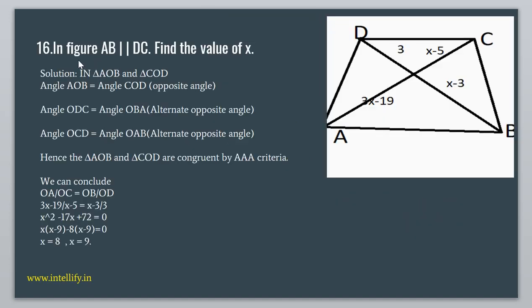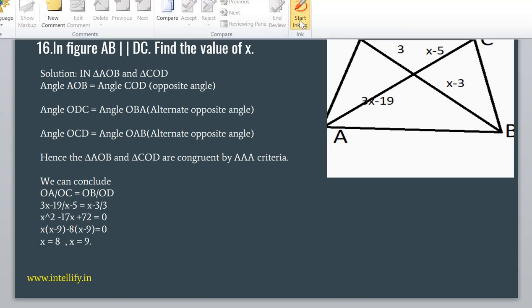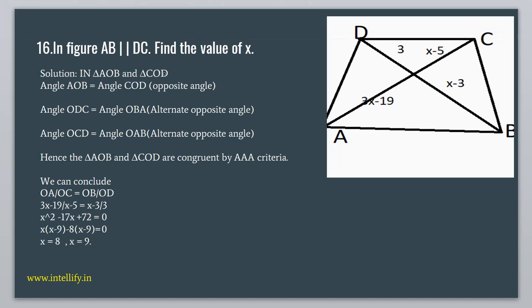This is question number 16. We have in the figure AB is parallel to DC and we have to find the value of x. First we'll take a look at triangle AOB. Mark the point O, here it is. We have triangle AOB here and COD here.